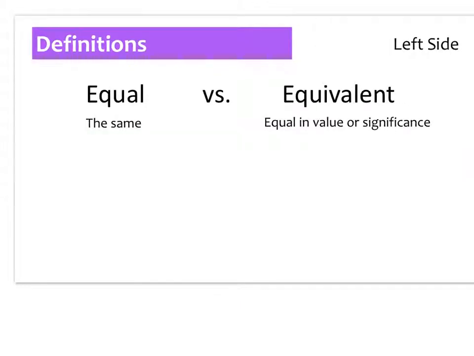So go ahead and copy this down in the left-hand side of your journal. We're going to be defining the difference between equal and equivalent, right? So you hear the word equal and equivalent, but they're not actually the same thing, right? So if I tell you that I have a burger is equal to a burger, right? They're the exact same thing. There's no changing the fact that they're the same thing. Equal means that they're the same.